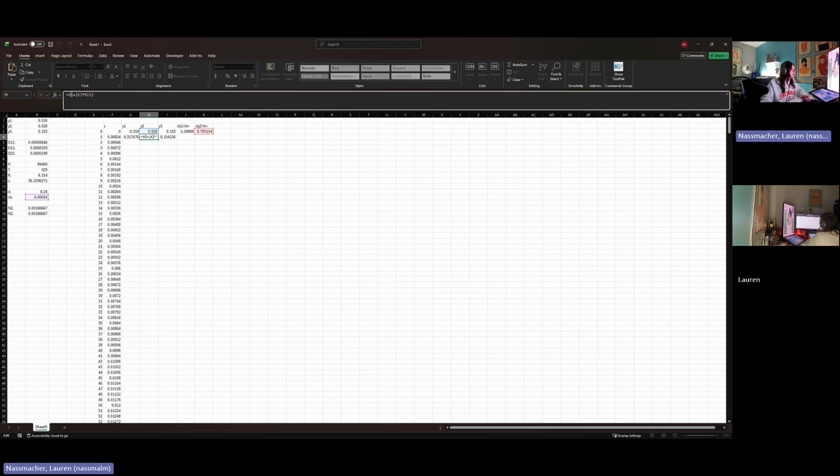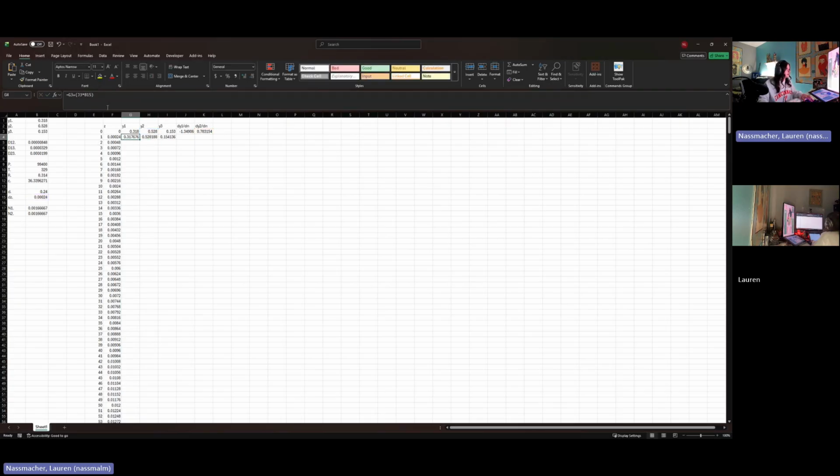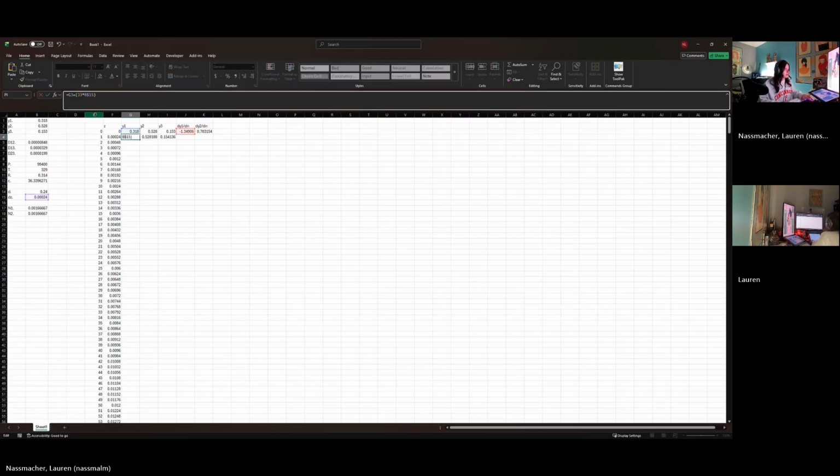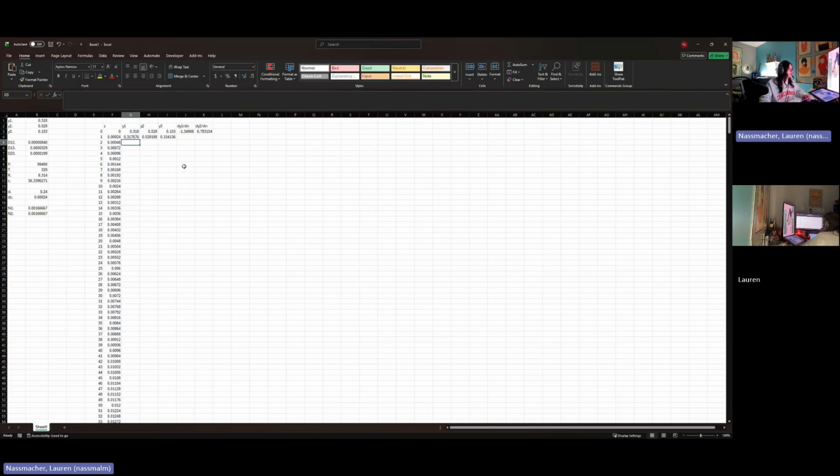Now for this one, our initial changes. That changes as well, but the distance does not. So make sure there's dollar signs right there. There we go. All right, so all my constants should remain constant, and now drag these down. And then from here.